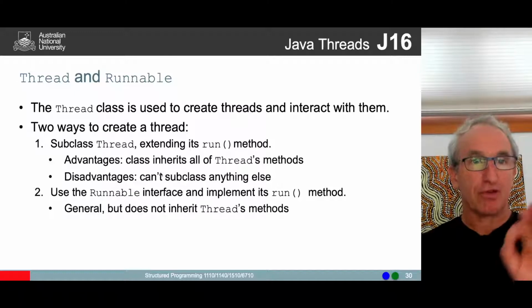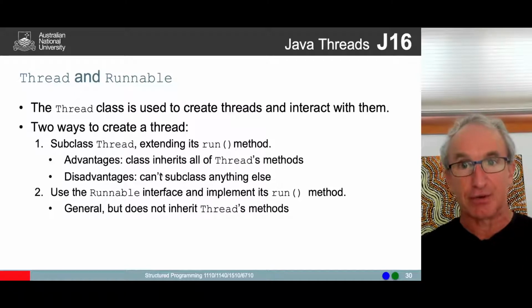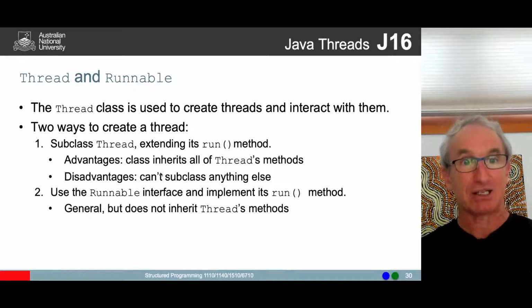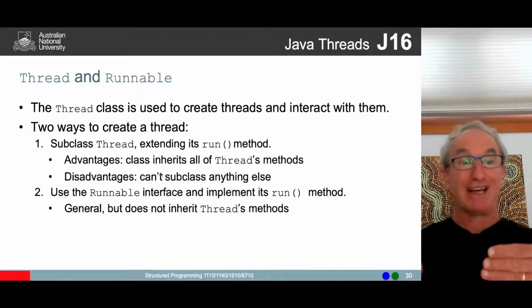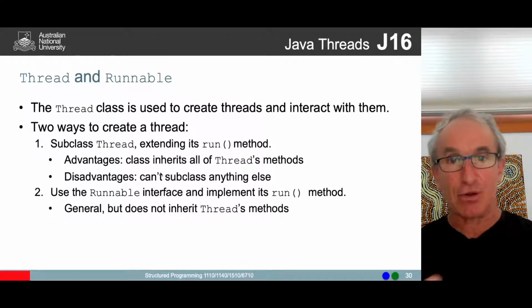there's a thing called Thread and there's a thing called Runnable. Thread is a class that we can use to create threads and interact with them. And there are two ways to create a thread. One is we can subclass the Thread class. So we can make a new class which inherits from the Thread class, and when we do so, we extend the run method.